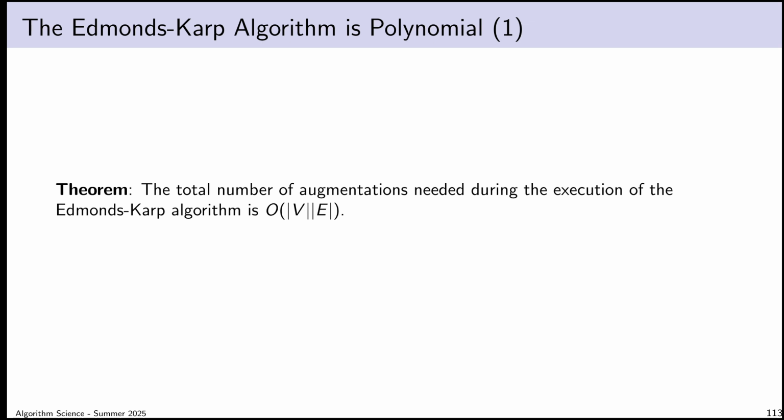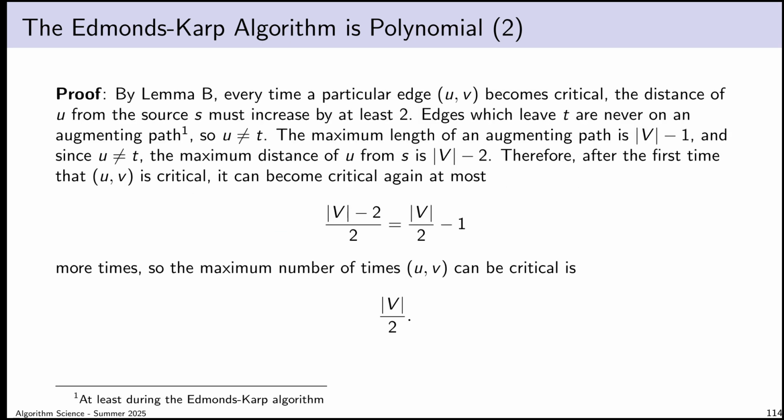We're ready to bring this home. The total number of augmentations needed during the execution of the Edmonds-Karp algorithm is big O of V times E. It is a polynomial in the size of the graph. All we have to do to complete this is put together lemma A and lemma B with fact 2 from earlier, the fact that every single time I have an augmenting path, at least one edge becomes critical. So by lemma B, every time a particular edge becomes critical, the distance of u, one of the endpoints of the edge, from the source vertex s must increase by at least 2.